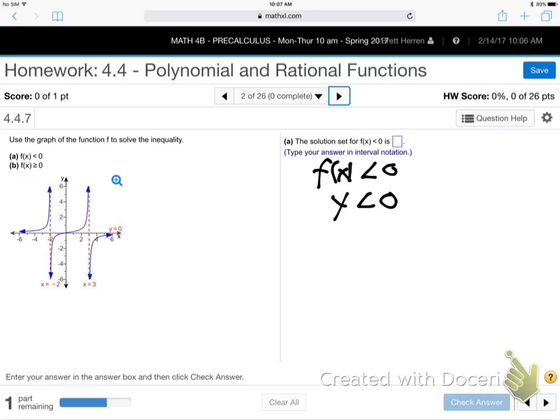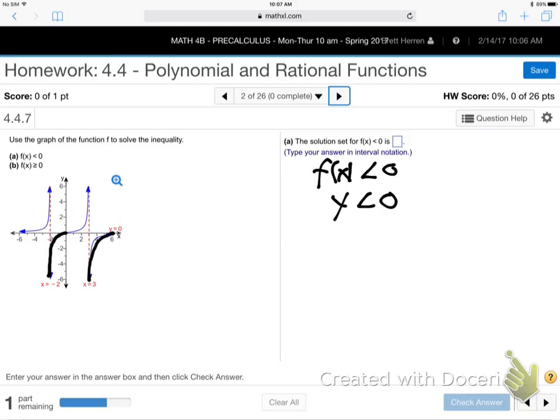Where's the graph below? It looks like right there and right there. Those are the two parts where it's below. There's no bar here. It's not less than or equal to, it's just less than. So we're going to have parentheses on all of our interval answers. We're not going to include any endpoints.